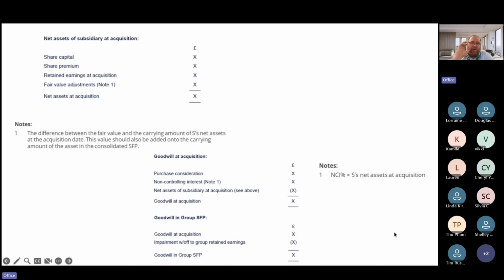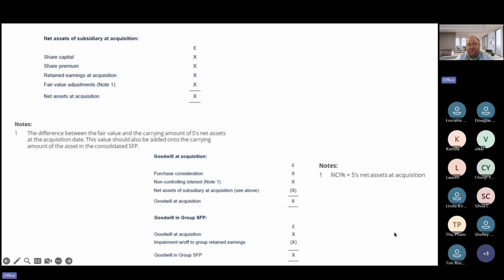So at the point you acquire 60%, let's say, of the subsidiary company, what's the value of its net assets? So it's made up of share capital, share premium, value of retained earnings at the acquisition date. And then this thing called fair value adjustments. Now, there's a note at the bottom that tells you what fair value adjustment is. It's the difference between the fair value and the carrying amount of the subsidiary's net assets at the acquisition date.